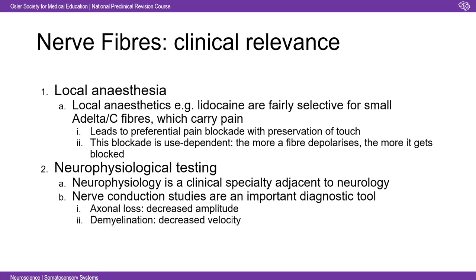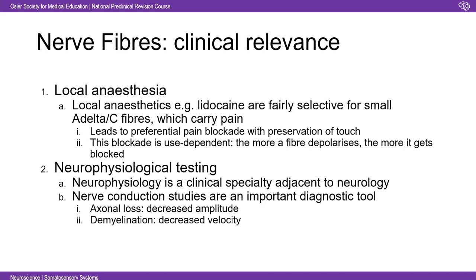And clinically, the modality of nerve fiber is really important. The first example, which is very commonly touched upon, is local anesthesia. Quite a helpful fact is that local anesthetics such as lidocaine, which block voltage-gated sodium channels, are really selective for the smallest fibers, which fortunately carry pain. So first of all, that leads to preferential blockade of pain, where there's still preservation of touch.